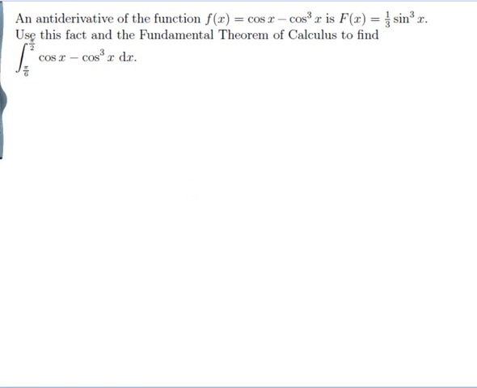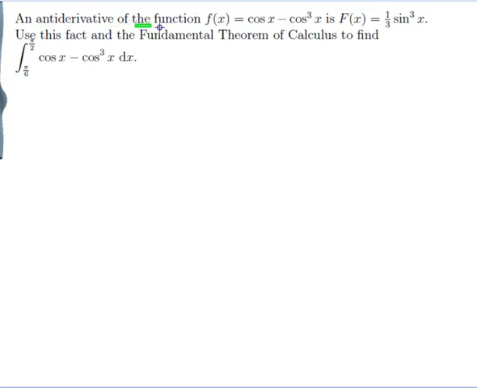Well, let's understand the question first. An antiderivative is a function that differentiates to give the function you're thinking of. So that must mean that the derivative of this is equal to this. So we know what an antiderivative is.